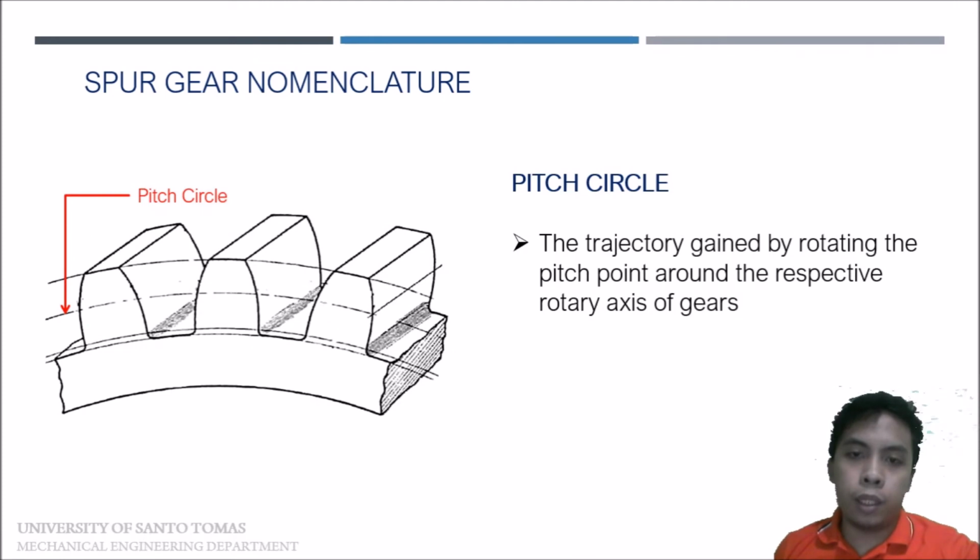Next, pitch circle. Pitch circle is the trajectory gained by rotating the pitch point around the respective rotary axis of the gears. So ito yan. If we mesh two gears, the point of connection of those pitch circles is called the pitch point, kagaya ng discuss ko kanina.